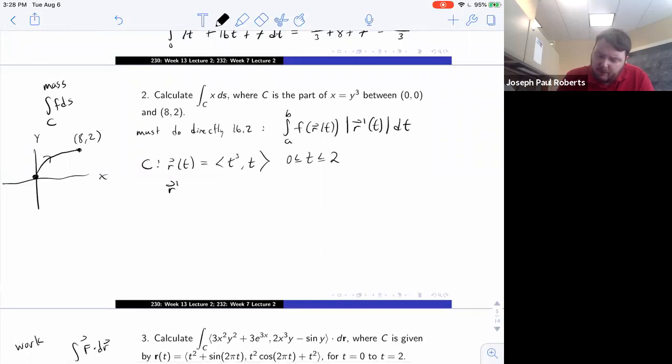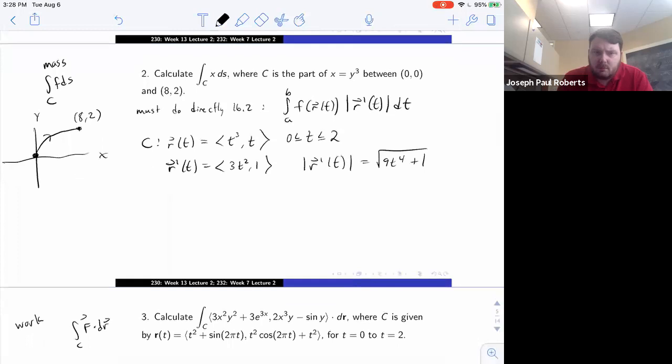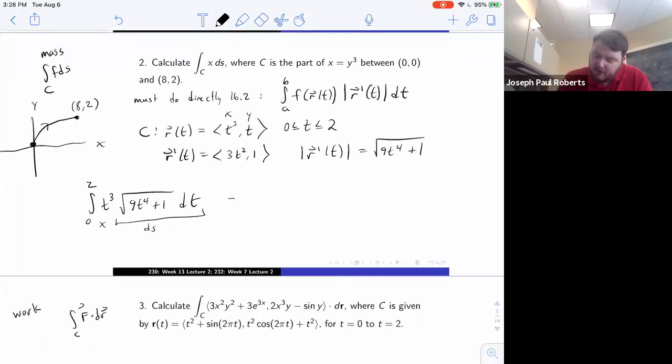Okay, so now we have to do r prime. We have to do the length of r prime. And then we have to do, well, x ds. x is t cubed. ds is square root of 9t to the 4th plus 1 dt. So yeah, this is the integral of x ds, 0 to 2. Hit that with a u equals 9t to the 4th plus 1 substitution, so that 1/36 du is t cubed dt.